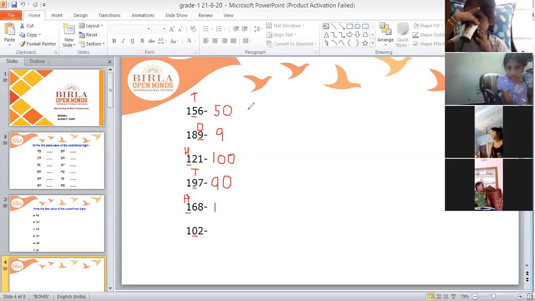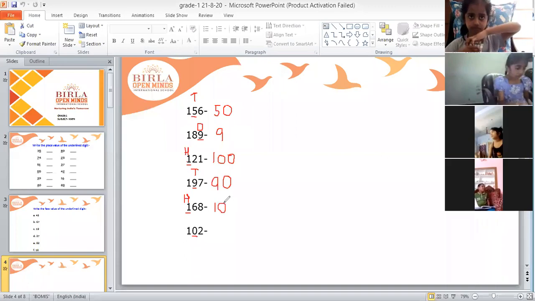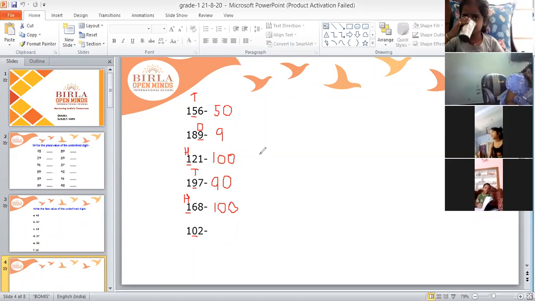Arohi, will you repeat the answer? Answer is? 100. Very good. Answer is 100. See, children, this 1 is in hundreds place. So we will write this 1 and after this 1, we will put 2 zeros. So answer is 100. So place value of 1 in 168 is 100.